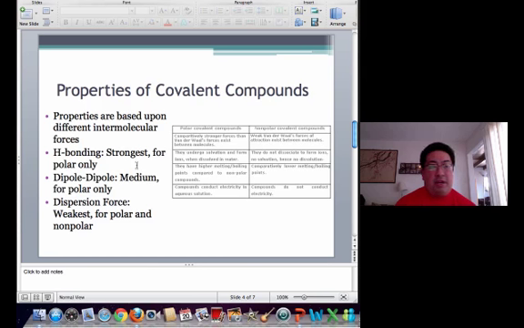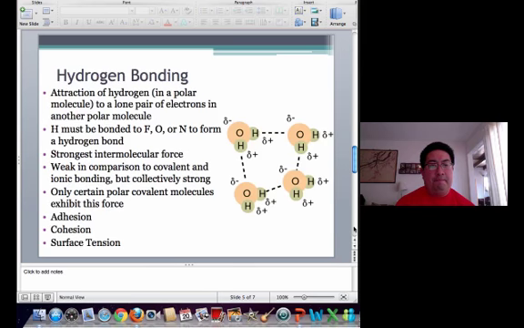Dipole-dipole interactions are almost as strong as hydrogen bonding, and this is the result of polar covalent compounds that do not have hydrogens in them. And then dispersion forces are the weakest force, and we'll talk more about what they are. This is the only force nonpolar compounds exhibit to hold themselves together. But if something is polar, they'll also have dispersion forces, but it's not what holds them together primarily. Okay, so let's talk about each of these individually again.